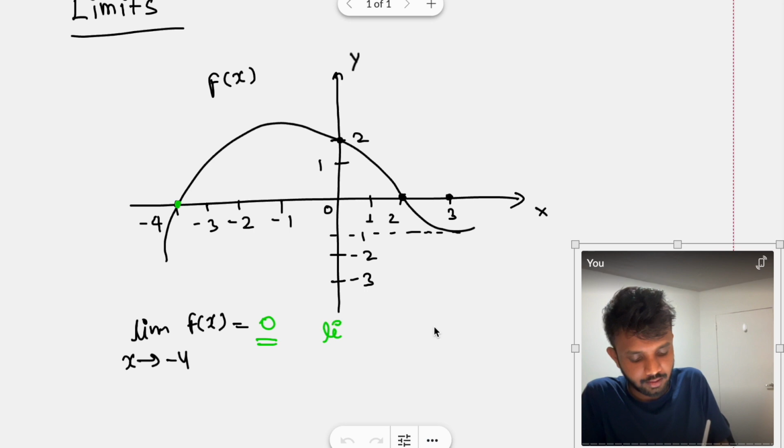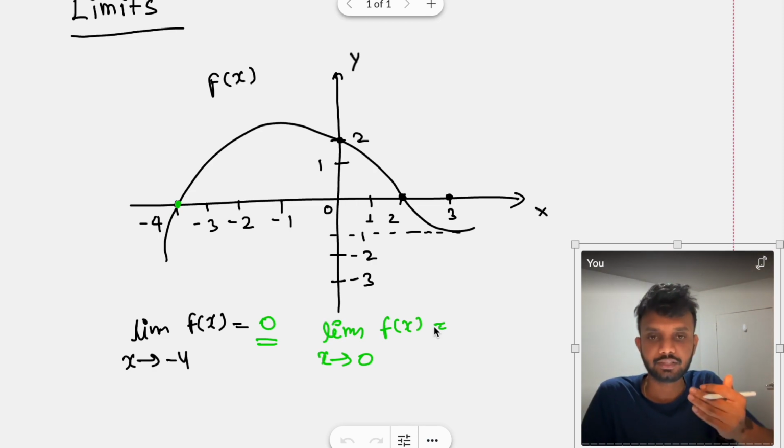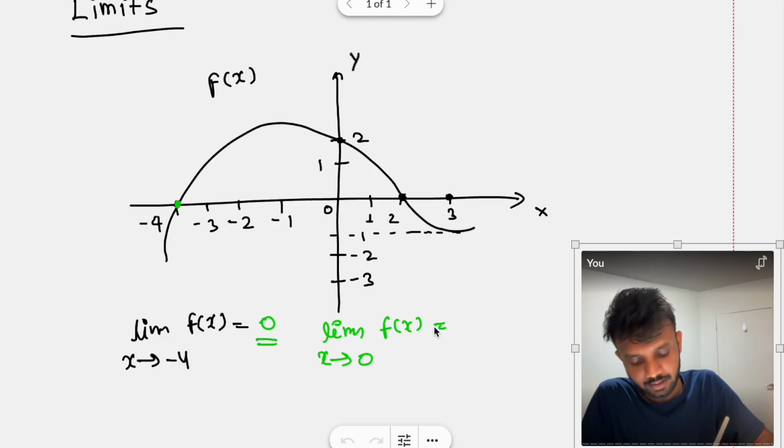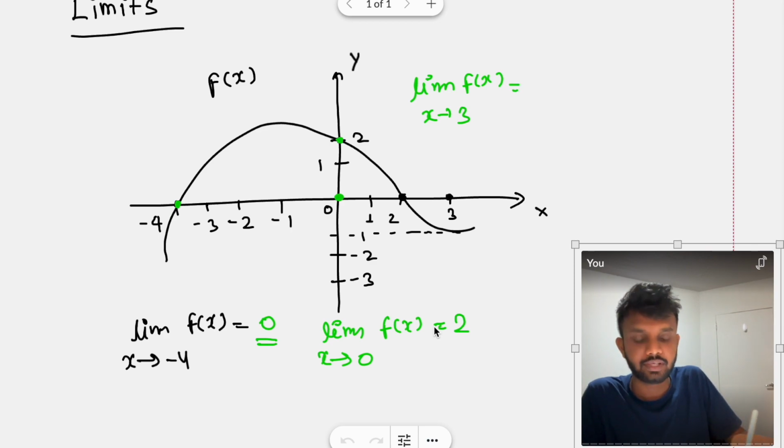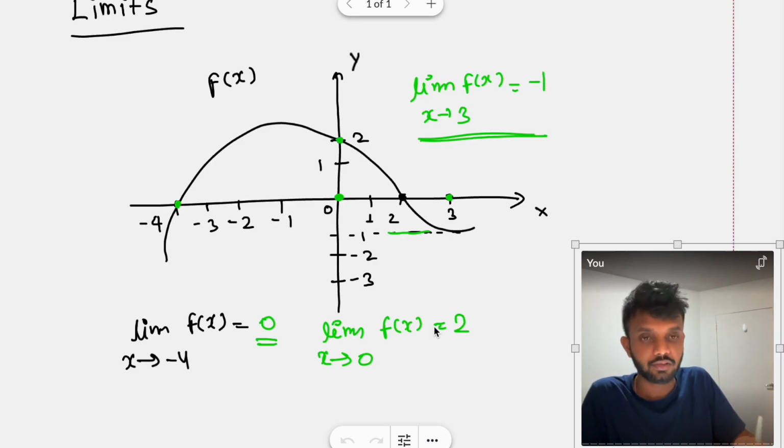In the same way, if I want to find the limit of f(x) as x tends to 0, what is the value of f(x) when x is equal to 0? We see that at x = 0, the value of f(x) is 2. Similarly, to find the limit of f(x) as x tends to 3, we can see from the graph that at x = 3, the value of f(x) is -1. So these are the concepts of limit.